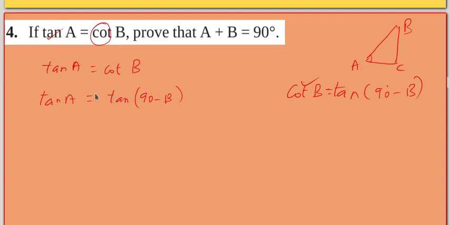Let me remove tan on both the sides. Both are having tan, no? What will happen? A equal to 90 minus B. This minus B, if you bring here, what will happen? A plus B equal to 90 degrees. See, that only we have to prove. Now we got it. Understood? That's all.